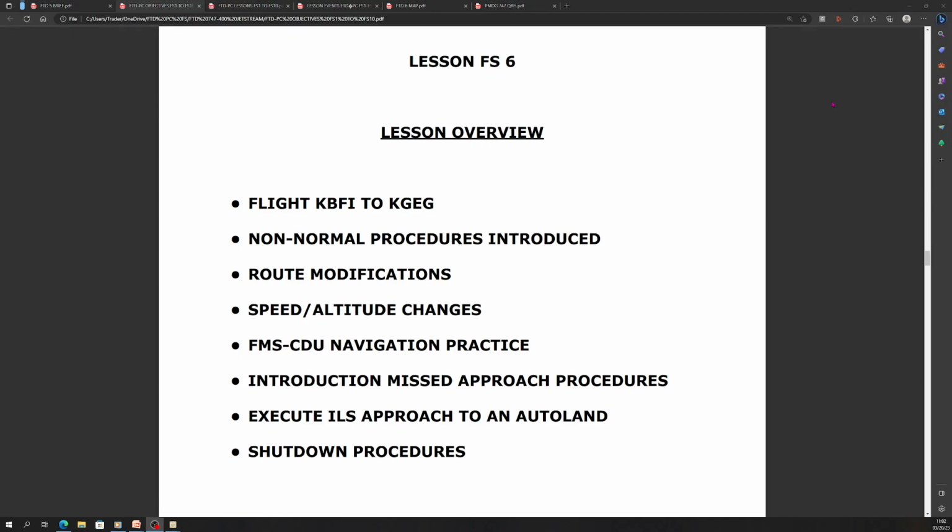Okay, the lesson overview is a flight from Boeing Field, no different there, but we do go to somewhere different, Spokane, in the Boeing world. The overview of this lesson is that the non-normal procedures are introduced. We have some route modifications, speed and altitude changes, so all those are review. Navigational practice. Today we do introduce the missed approach, and then we do an ILS approach to an autoland, and then shutdown procedures.